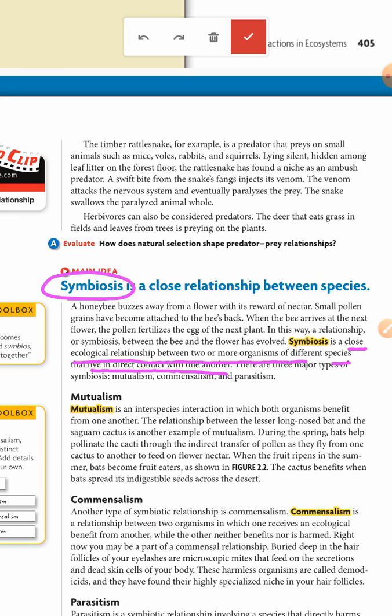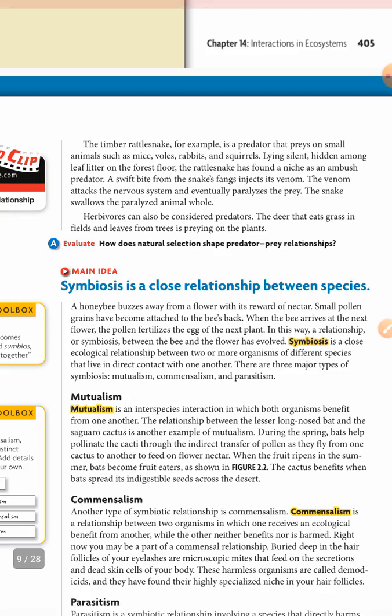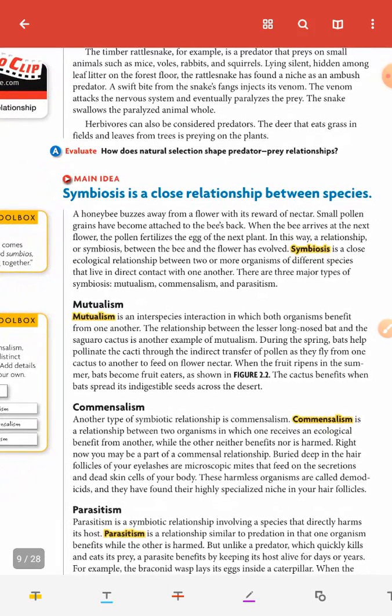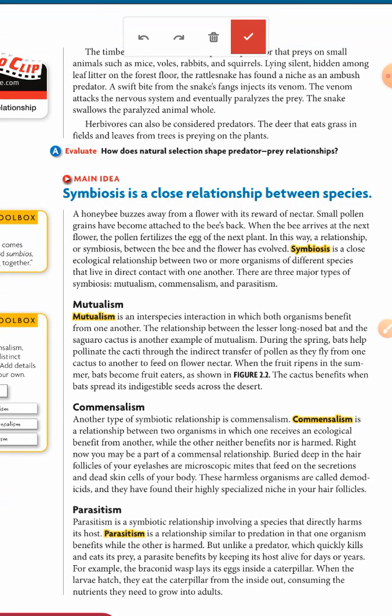There are three types of symbiosis. Okay, we are going to explain them right now. You must know them, by the way. They are very important, especially in exam questions, by the way. The first type of symbiosis, it has three major types. Number one, mutualism. This is number one.